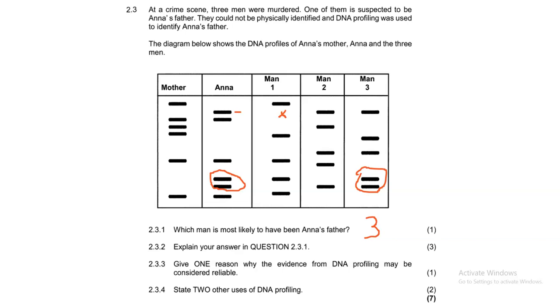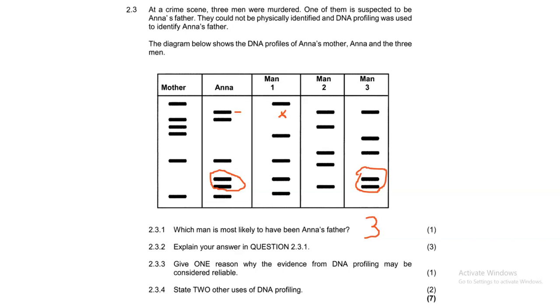And then give a reason why the evidence from DNA is considered reliable. Remember, DNA is unique on everyone. Every human being has a unique DNA, except for twins. Twins are the one who can have similar DNA, but everyone else, like me, I don't have a twin, so my DNA is unique. So because DNA is unique, they can use it for evidence because it's unique to everyone.